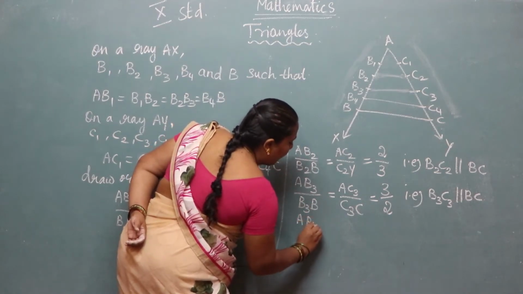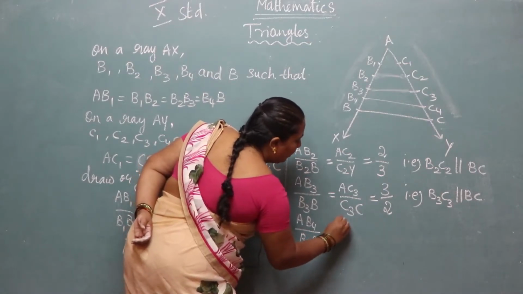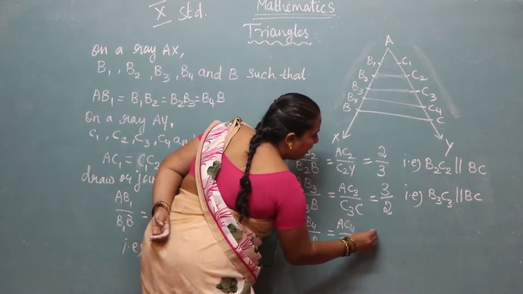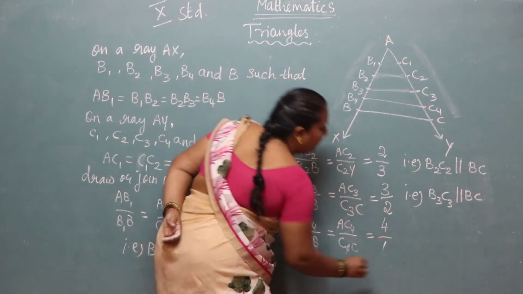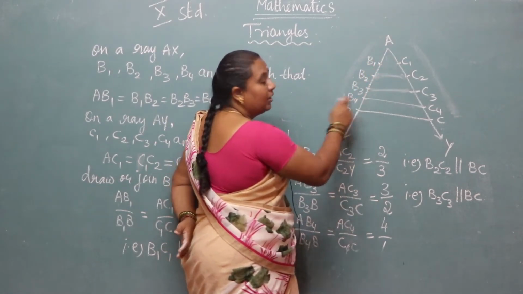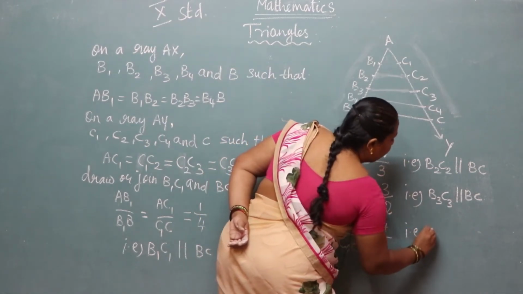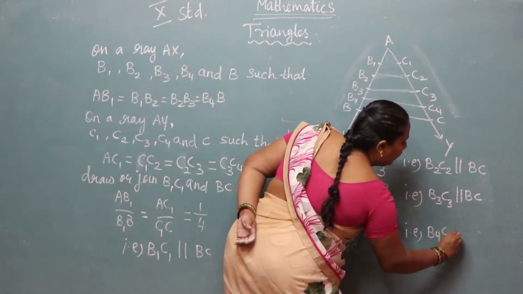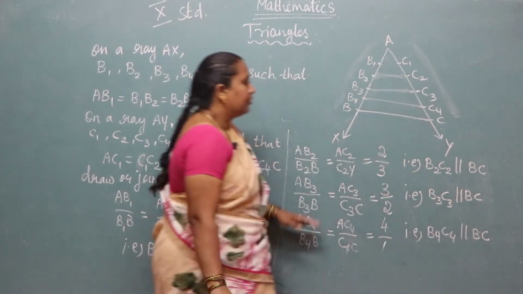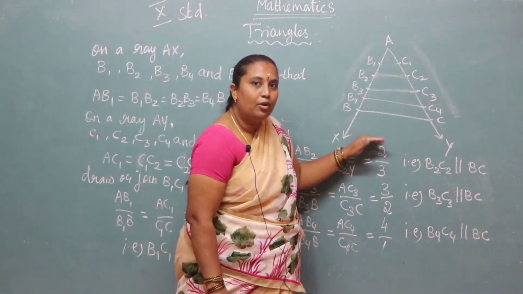Then similarly we can say, here we are drawing a line, this is also the same. AB4 by B4B, that is equal to AC4 by C4C, that is equal to 4 by 1 ratio. Here we have 1, 2, 3, 4 by 1 ratio. That is, we can say B4C4 is parallel to BC. Okay, now see, all these 4 lines are parallel to BC.